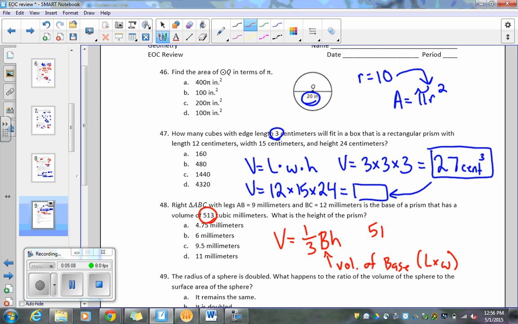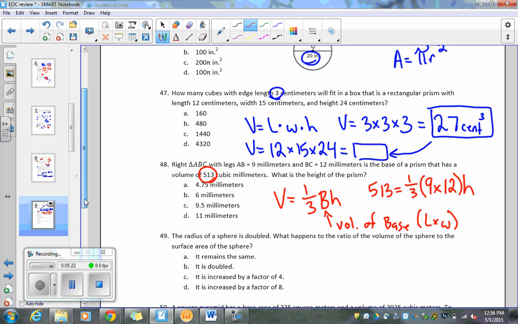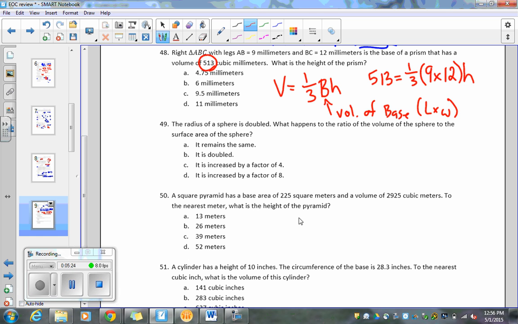So that's going to be 513 is equal to 1/3 times 9 times 12 times h. All right, so that's my formula, so I'm working backwards. All right, 49. The radius of the sphere is doubled. What happens to the ratio of the volume of the sphere? Let's see, the radius of the sphere is doubled. So we don't exactly know what's going to happen numerically, so we're going to have to figure it out.